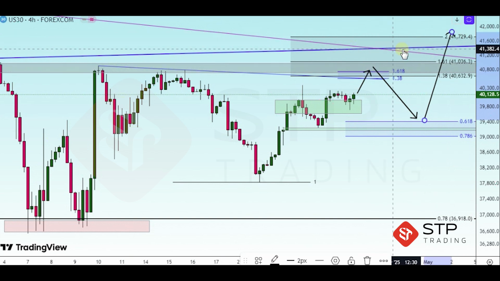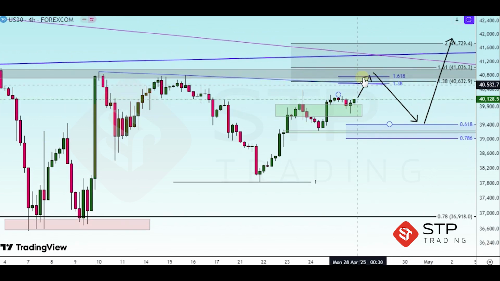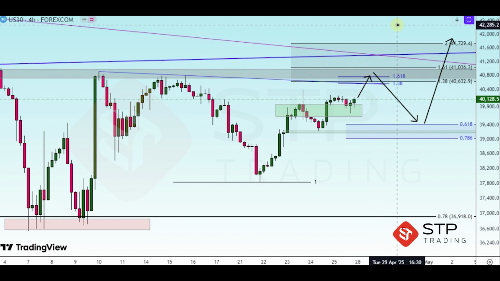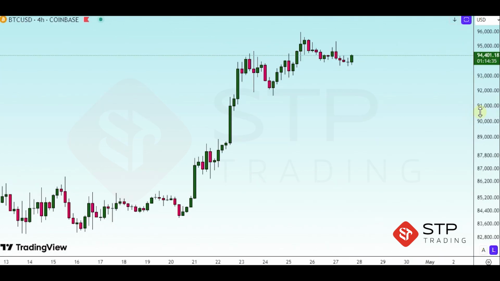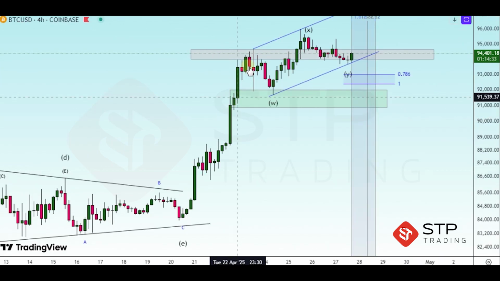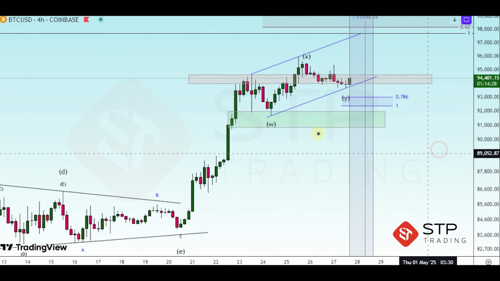At the moment, the price reaction to the resistance area is very important, because breaking above this level could lead to a continuation of the bullish trend, and breaking below this level could lead to the continuation of a bearish trend. On the Bitcoin chart, we had a bullish trend that now has entered a corrective phase around this level.